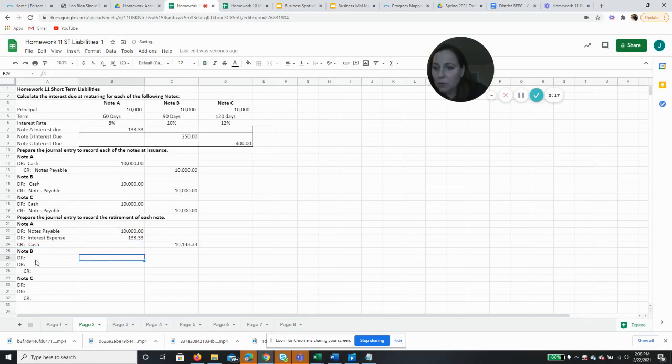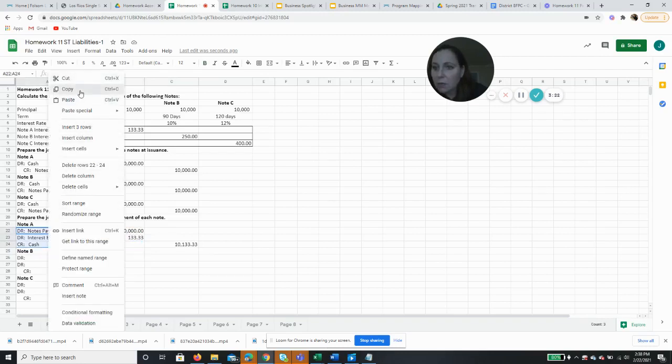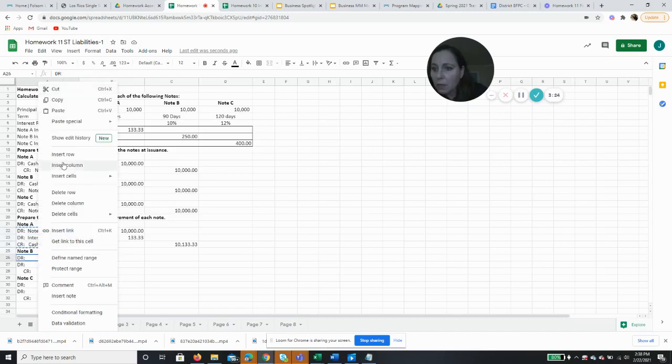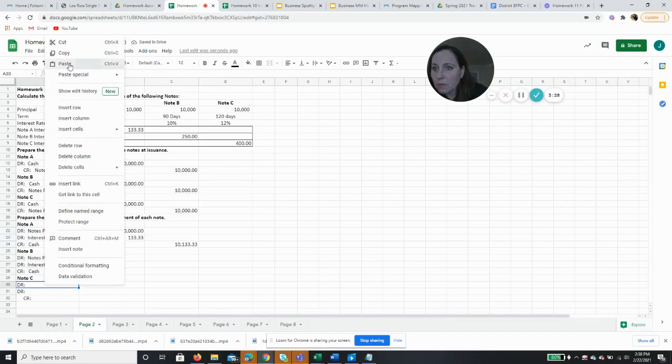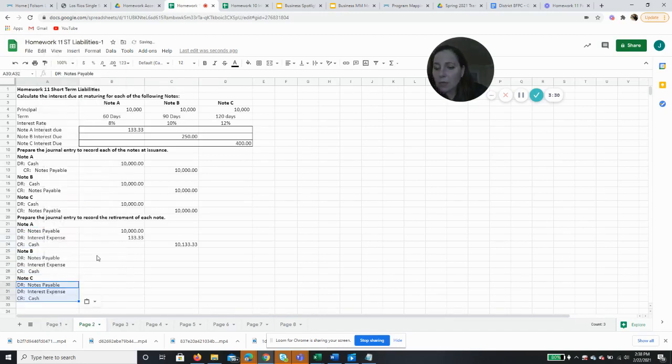All right, so we'll do the exact same thing. In fact, these three things are going to be the same, so we're just going to copy them so I don't have to type again. So we'll debit notes payable for the principal, we'll debit interest expense, and we'll credit cash for the sum of the two. So our interest expense is $250, and so we're going to credit cash for $10,250, principal plus the interest.